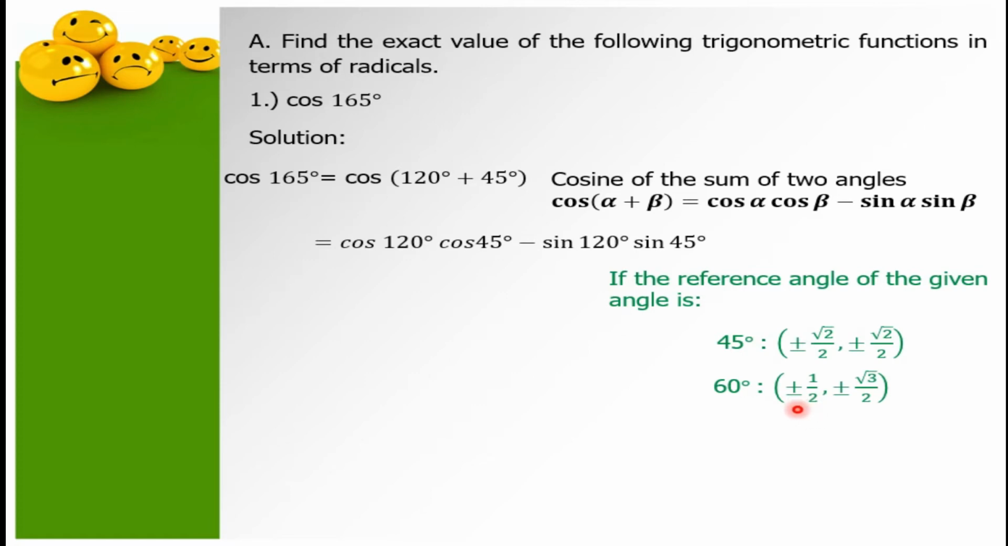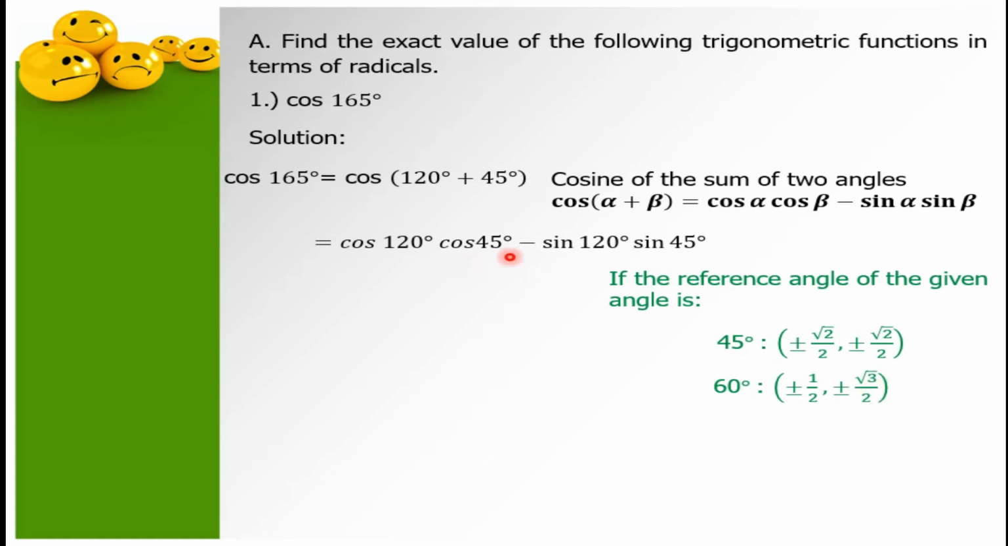How about yung y-coordinate? Tama, mga boss. Positive kasi nasa second quadrant yung terminal side. So, yung x-coordinate is negative. So, we have negative 1/2. Yung y-coordinate is positive, so positive square root of 3 over 2.